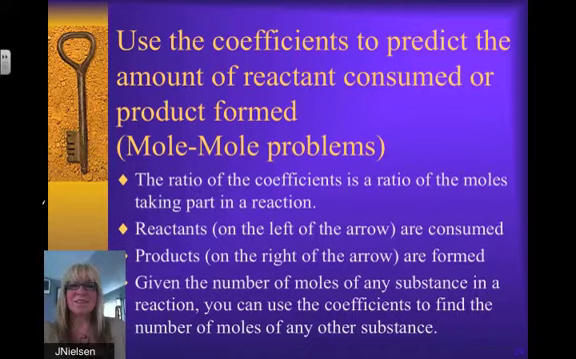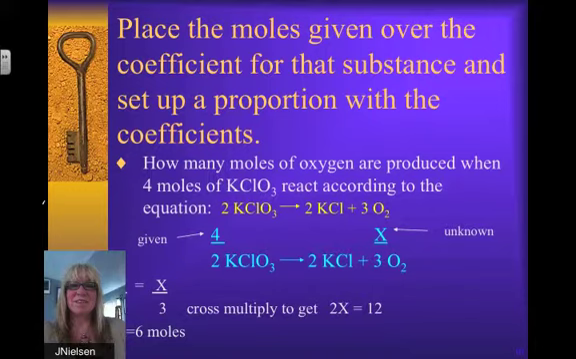Use the coefficients to predict the amount of a reactant consumed or a product formed. These are called mole-mole relations. And most of the time when we're doing mole-mole relations, we're using a balanced equation and we're setting up a proportion. The best thing you can do is, as you read the problem, write what you are given in the balanced equation. How many moles of oxygen? Well, I don't know that, so I'm going to put an X here. Are produced when 4 moles of ClO3 react.